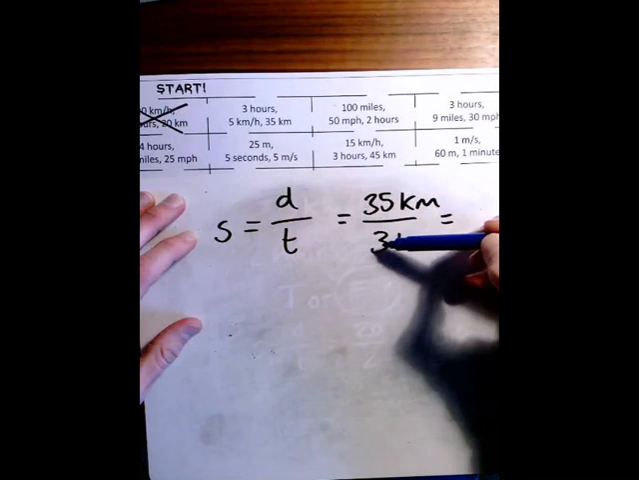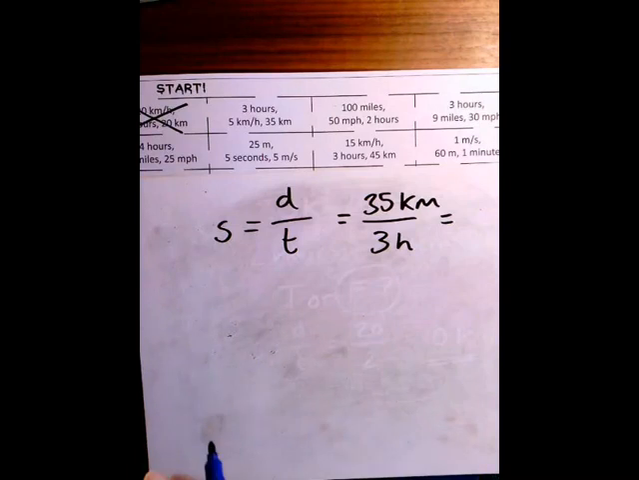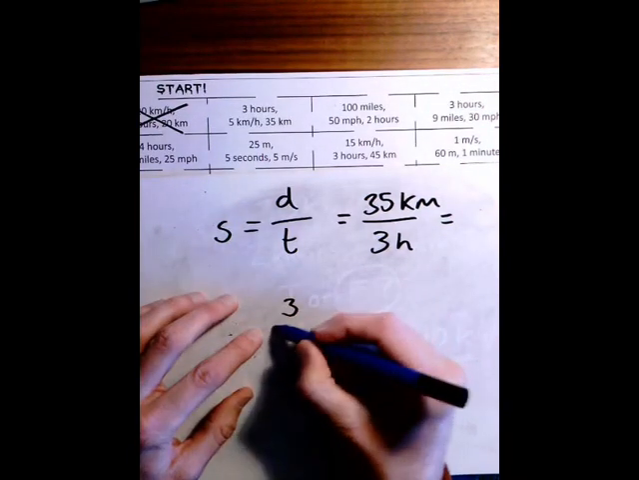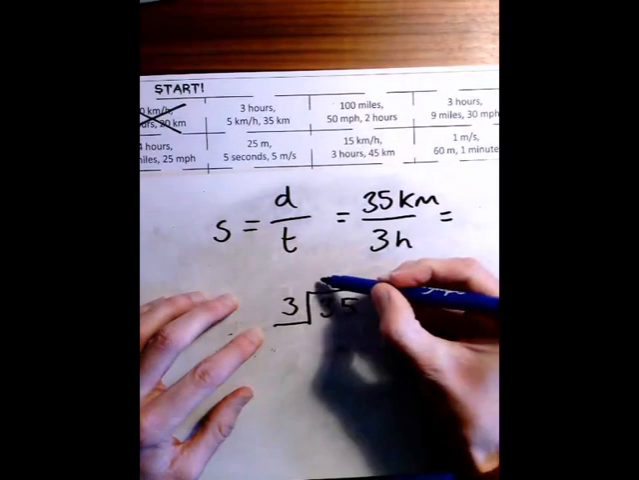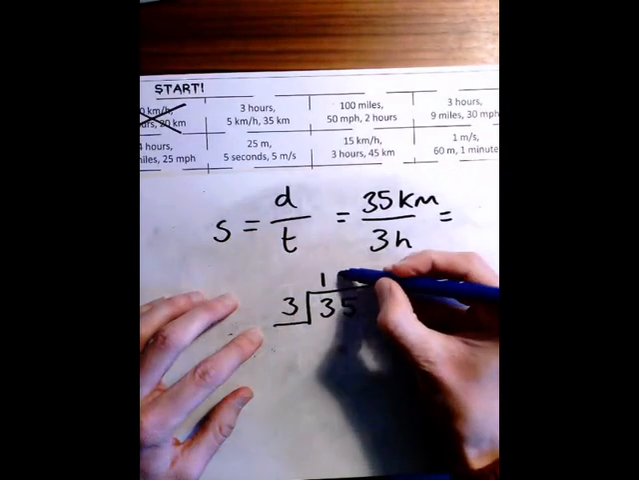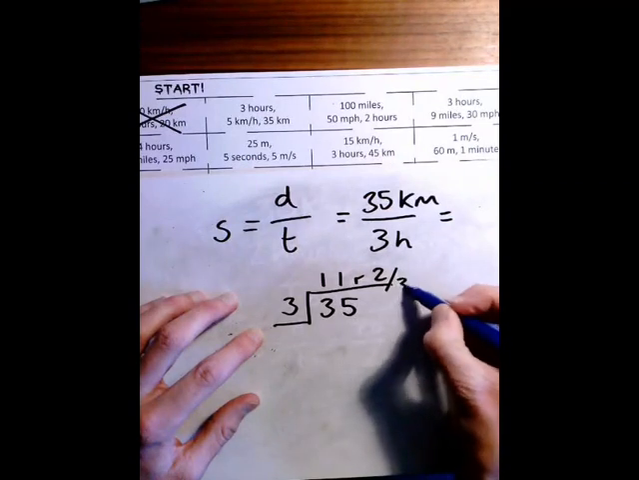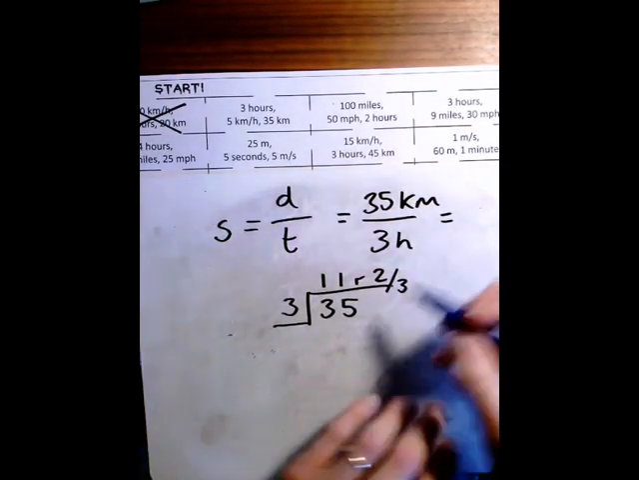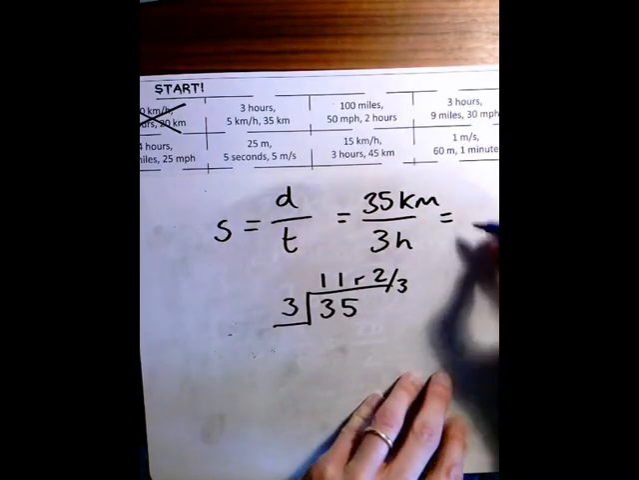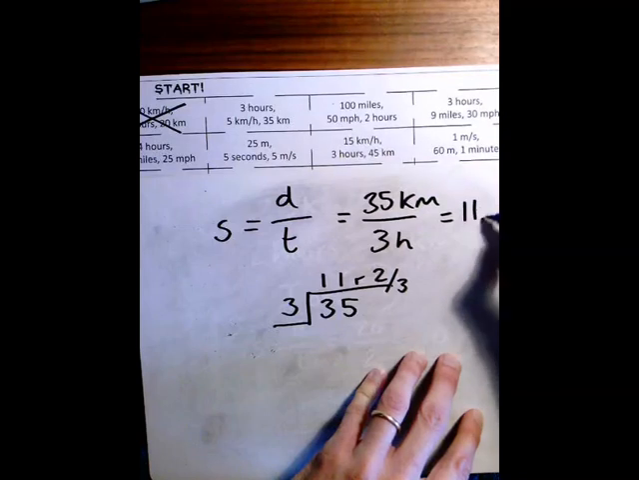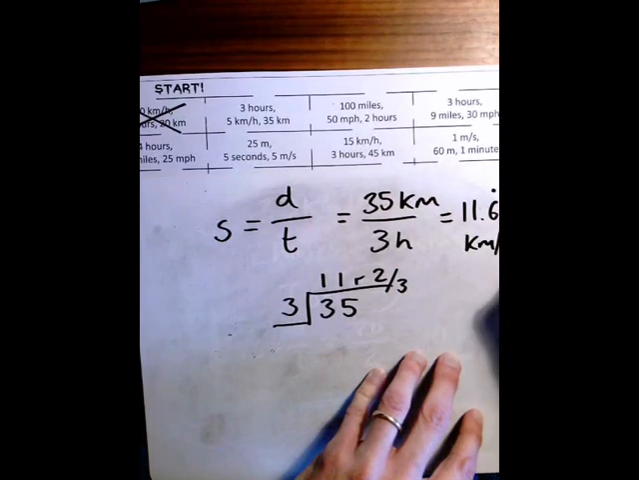35 divided by 3. How many 3s are in 35? Might have to get a calculator at this point, or maybe do a bus stop division. So let's just do a quick bus stop. 3s into 3 go once. 3s into 5 go 1, remainder 2. And it would be 1 remainder 2 out of 3. So if I converted this to a decimal, I know that this would be 0.666 recurring. So I know that this would be 11.6 recurring kilometers per hour.